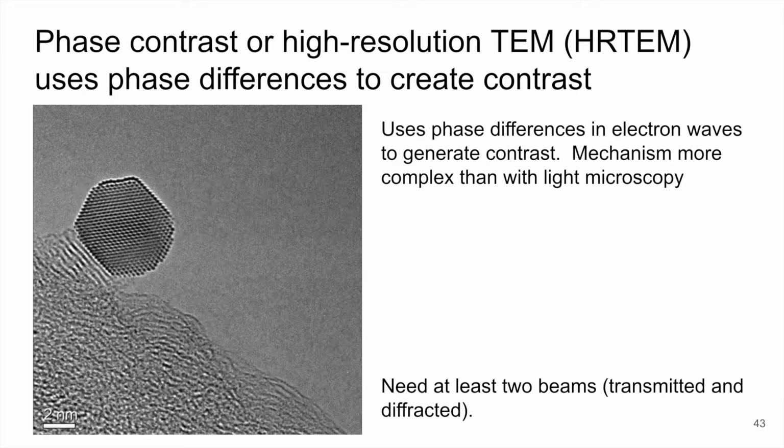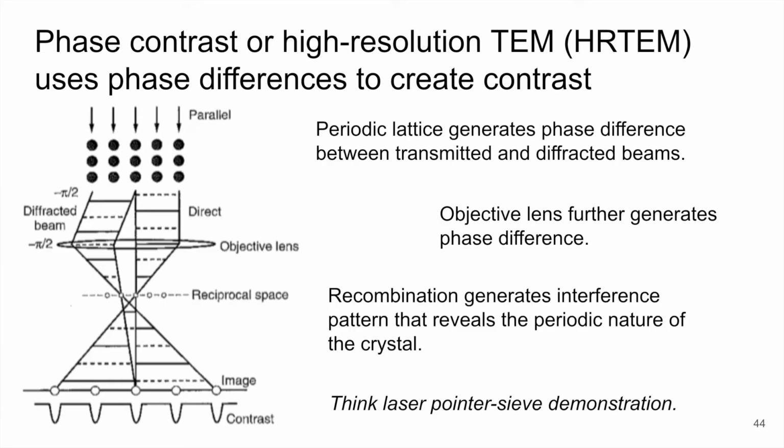And so this mechanism is very complex, particularly compared to light microscopy. It actually relies on having multiple beams, at least two beams, transmitted and diffracted. But it can often rely on even more beams. We will not have time to get into the nitty gritty detail of this, but I'll try to give you a high level, almost hand wavy view of how this works, so that you can understand where these images come from.